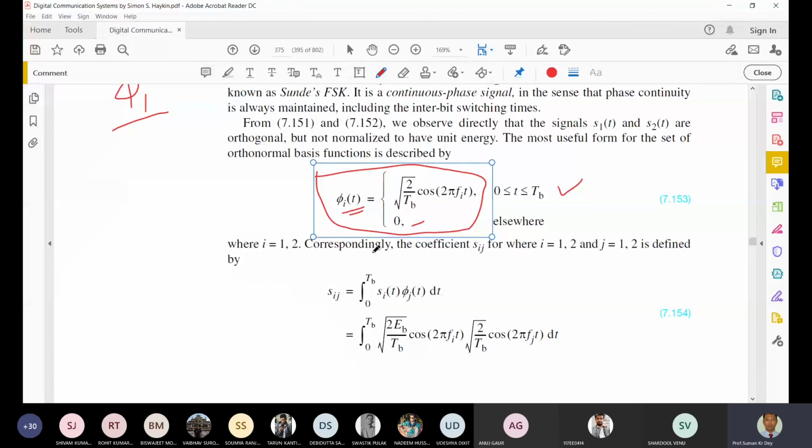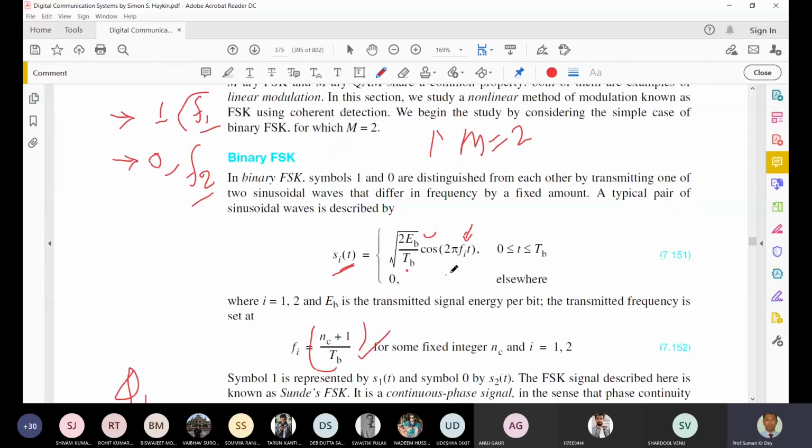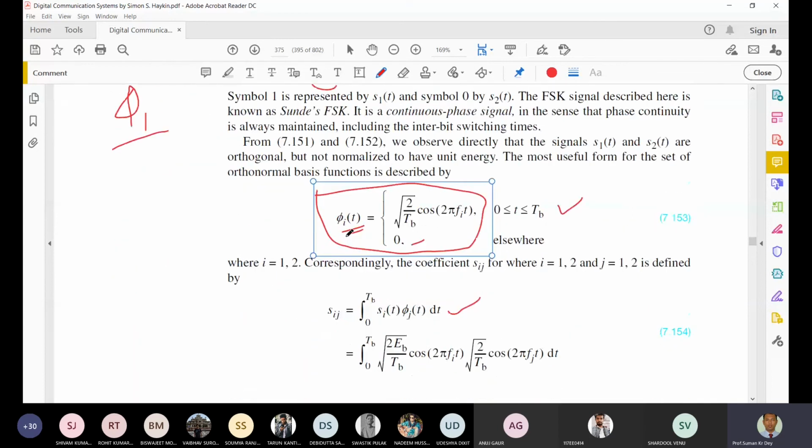Now if we calculate the coefficient of the s vector, that is s_ij, it is represented by s_ij equal to the integration from 0 to T_b of s_i(t) times phi_j(t) dt. This is the formula. Now if we put those values, we already have s_i(t) and phi_j(t), we put these values and do the integration from 0 to T_b. Generally it is from minus infinity to infinity.